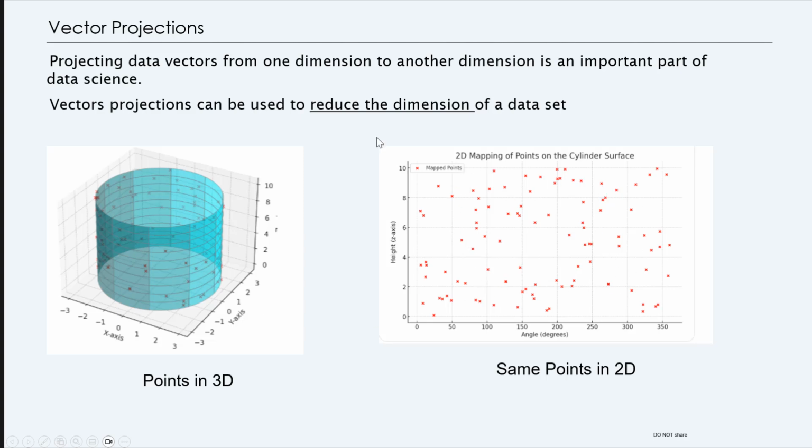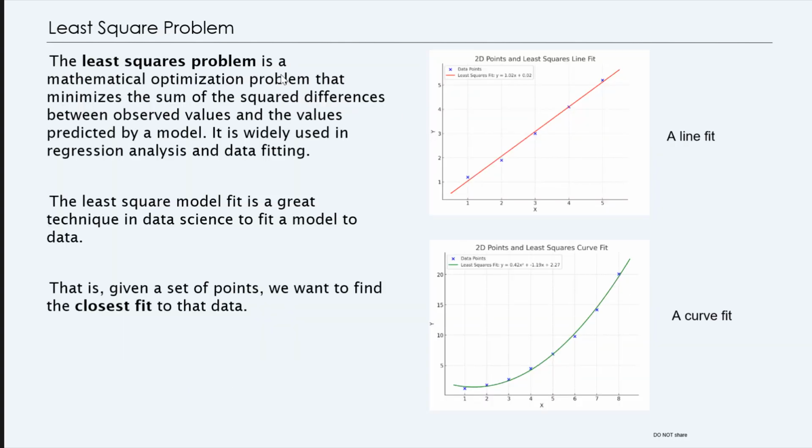So here, what we did was reduce the dimension of the data set from 3D to 2D. These are the points in 3D, now these are the points in 2D, and you need one less piece of information to represent this, but the analysis can be the same. This is a big part of data science, projecting vectors from one dimension to another, which allows us to save space and make the processing more efficient.